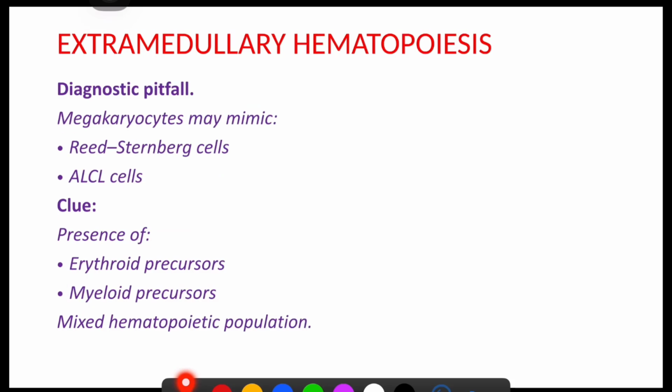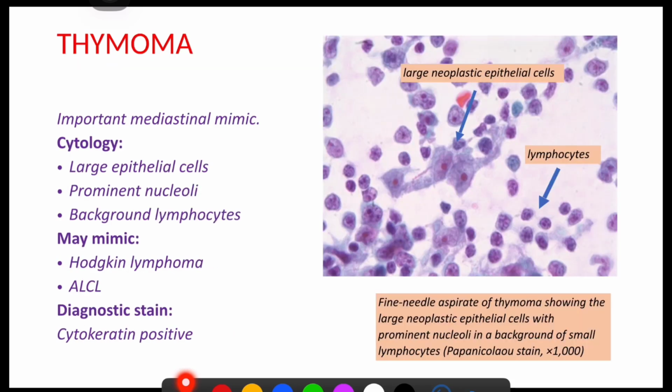Extramedullary hematopoiesis is an important diagnostic pitfall because megakaryocytes may mimic Reed-Sternberg cells and ALCL cells. So the clue is the presence of erythroid and myeloid precursors. This mixed population of hematopoietic cells will help us to differentiate it from other categories.